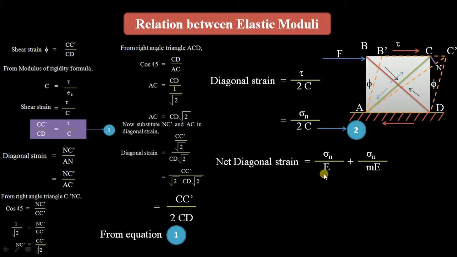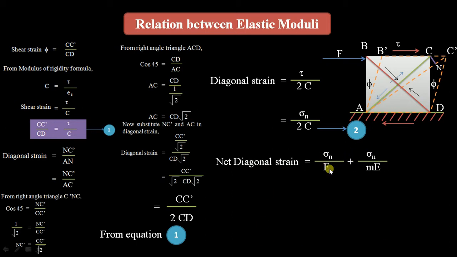This is obtained from the normal formula of Young's modulus of elasticity, and this one is obtained from the formula of Poisson's ratio. By considering Poisson's ratio, the lateral strain in the numerator can be written in this form, because Poisson's ratio, 1 by m, is equal to lateral strain by linear strain. Again, the linear strain can be written as normal stress divided by Young's modulus. So from that we get this sigma n by mE.